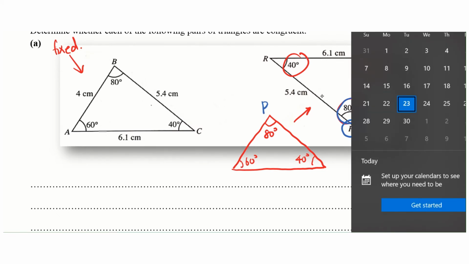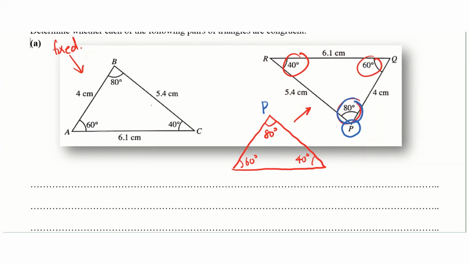60 degrees, oops, I'm sorry. 60 degrees actually matches up with corner Q, so Q must actually be here. And lastly, 40 degrees matches up with R. So I now take information from the triangle on the right.